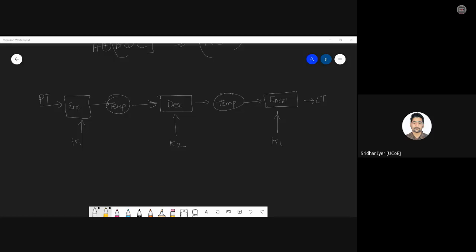We will get the ciphertext. You apply decryption with K1, then encryption with K2, and finally decryption with K1, and you will get the result. Fine.